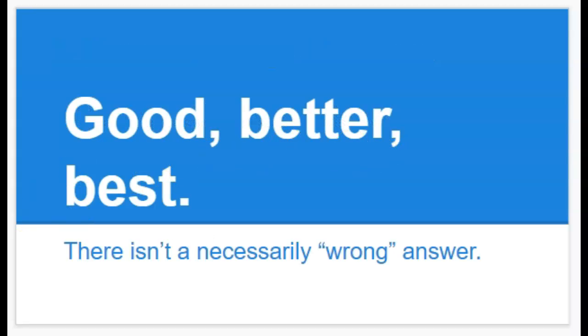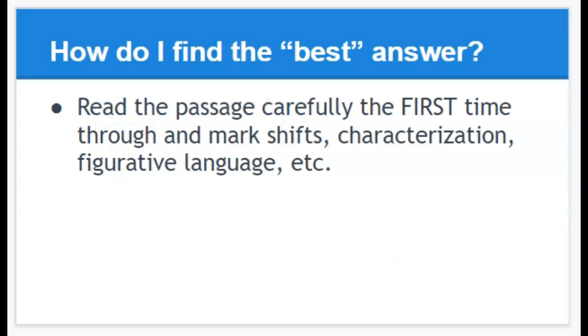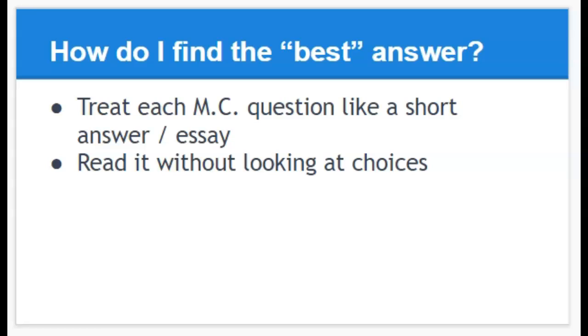So the kinds of answers that you'll find are a good answer, a better answer, and then the best answer. Frustrating but true is that there's not necessarily a wrong answer. So how do you find the best answer? I suggest that you read the passage carefully the first time through, especially in a time situation like the AP Lit test. You're not going to be able to reread a passage 5 times. So read it carefully the first time and mark shifts, characterization, any figurative language that you see as you go, so that you save yourself time whenever you come to the questions.